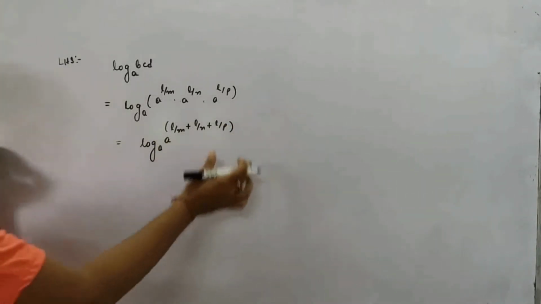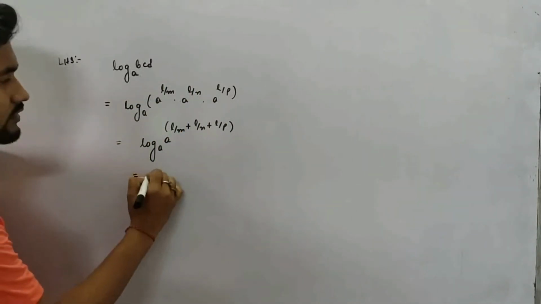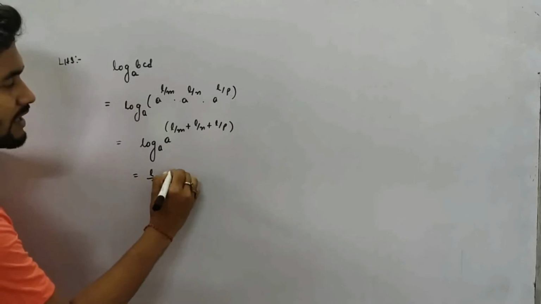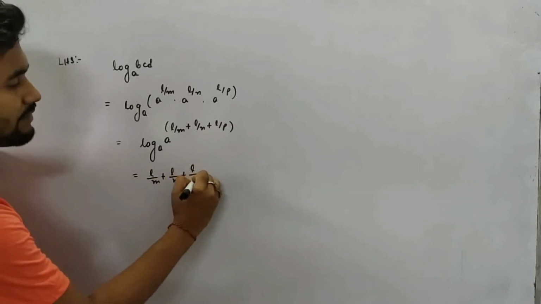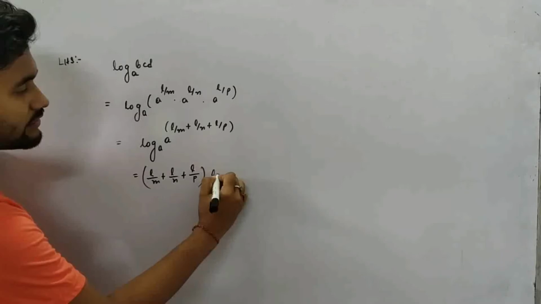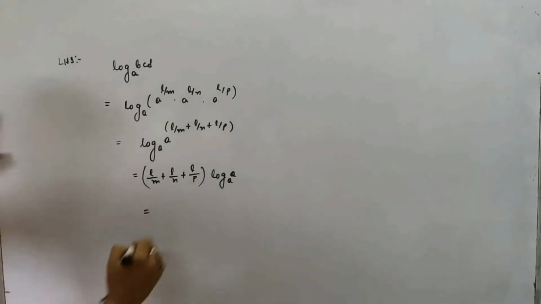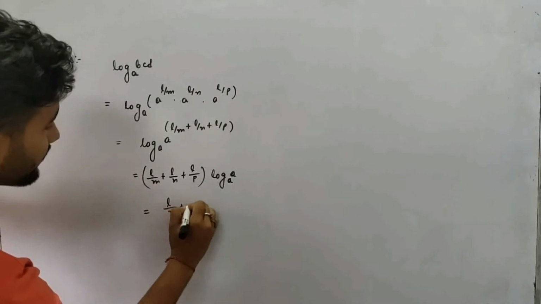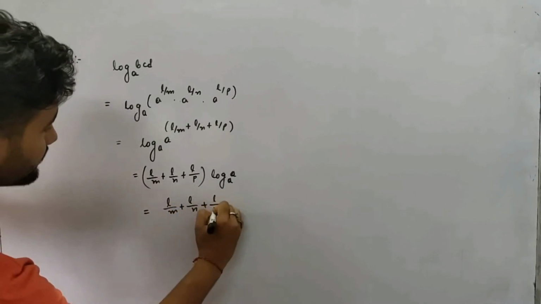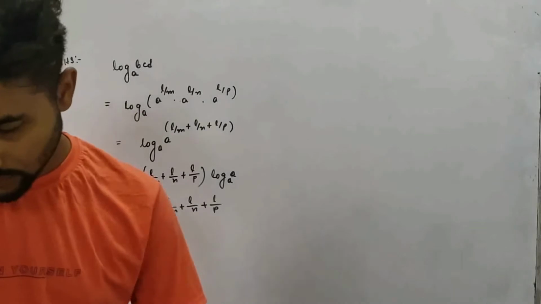Now this power will come to the front, that is l by m plus l by n plus l by p, and then log of a base a. Log of a base a is 1. So what will remain? So this is the answer.